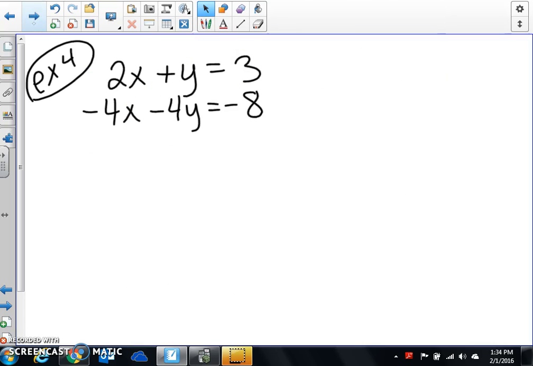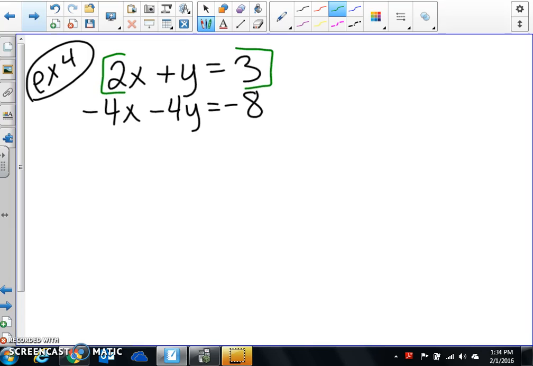All right, my x's, the coefficients are not the same. My y's, my coefficients are not the same. So remember, you could change the y and multiply everything by 4 on the top, but I just like to get rid of my x's if I can. So I need to decide, my bottom one's already negative 4, my x coefficient. So I need to determine what I need to multiply the top one by to get the opposite of negative 4. The opposite of negative 4 is a positive 4. So I'm going to multiply everything by 2.